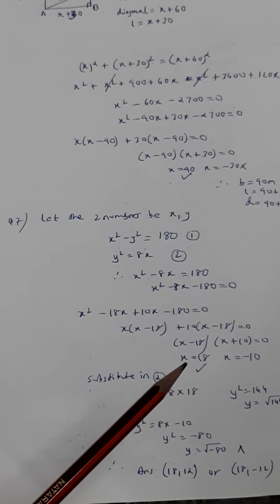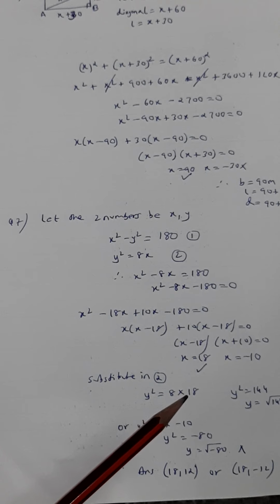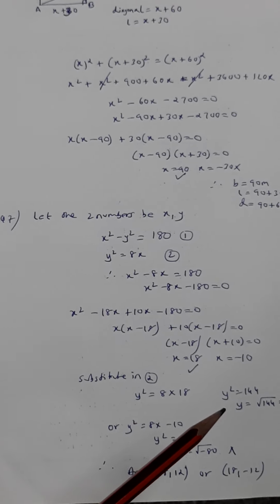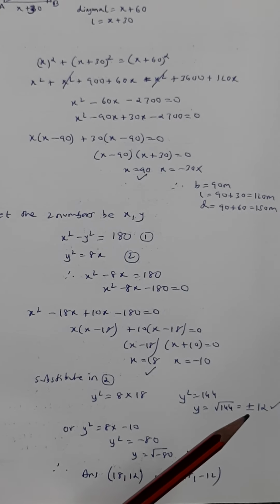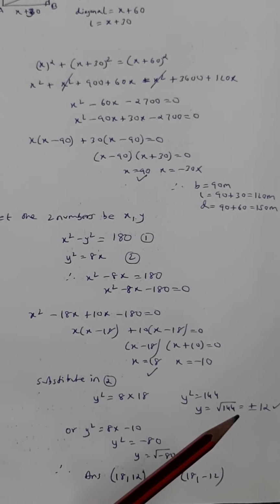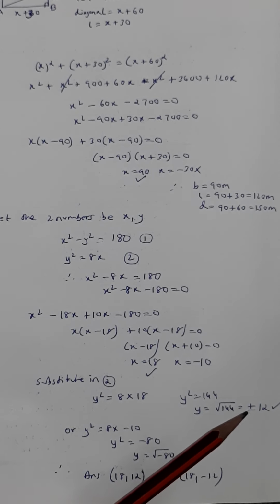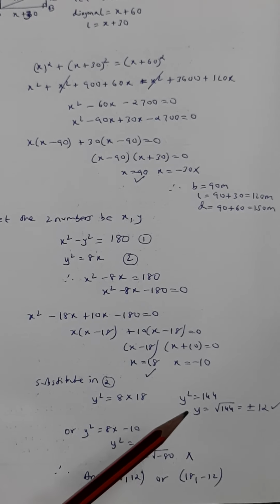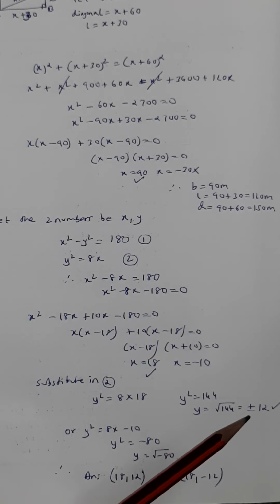Okay, now let's try out x is 18 first. Put it here. So y square is 8 times x. The x value is 18, and 18 into 8 is 144. So y will be root 144. When you take the root of 144, what will you get? Plus 12 or minus 12. Remember when you take roots, you will get the plus minus case, because 12 into 12 is 144, as well as minus 12 into minus 12 is also 144. So you will have two possible answers. Don't write only the positive case. You will have plus 12 as well as negative 12.